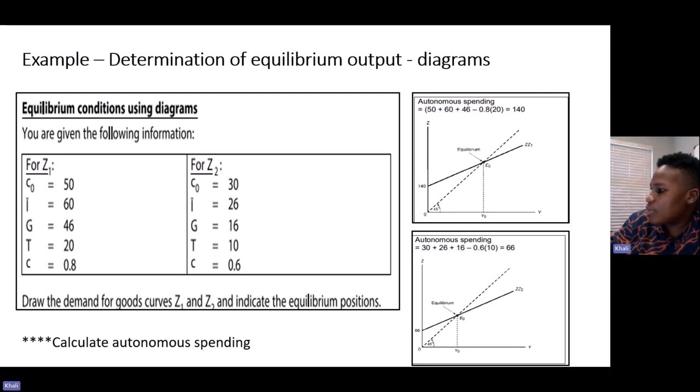You calculate autonomous spending. You start with 0.6 times 10, which is taxes, and that's 6. So 30 plus 26 plus 16 minus 6, 66. And the equilibrium point is at E0, where the two curves clear. So the tip with the diagrams: always calculate autonomous spending. I've put it down there for you in the presentation. Calculate autonomous spending and show that at the intersection of the vertical line.